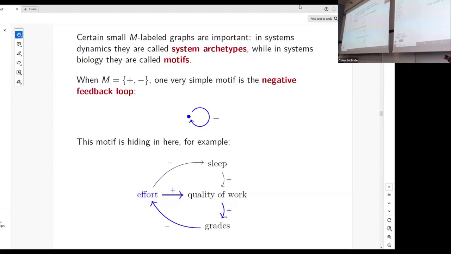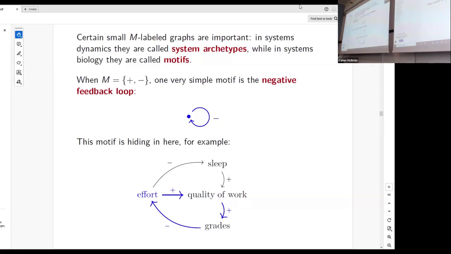So here's an extremely small one. Here's a little M-labeled graph, which you could call the negative feedback loop. Or if you like this terminology that category theorists like, you call this the walking negative feedback loop, meaning like the Platonic archetype of a negative feedback loop. It's just a graph that has a single vertex, a single edge from it to itself, and it's labeled with a minus sign. That's like the simplest negative feedback loop. And that negative feedback loop will be hiding in larger M-labeled graphs in various ways.